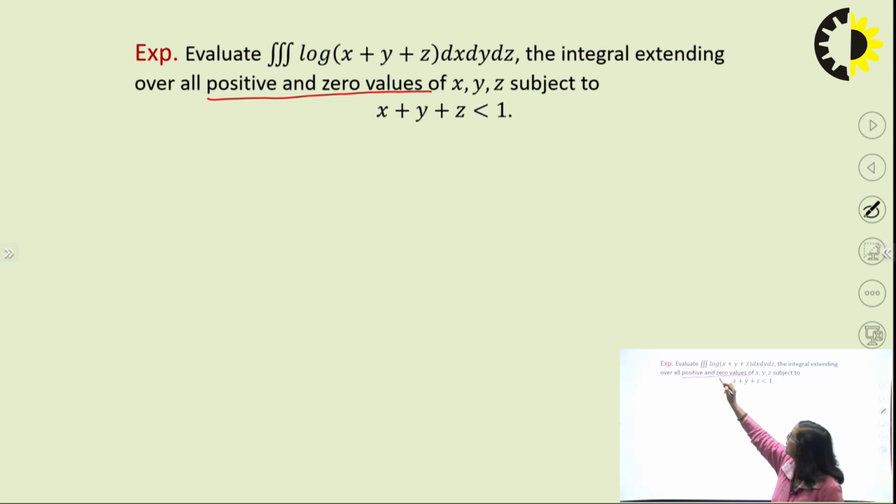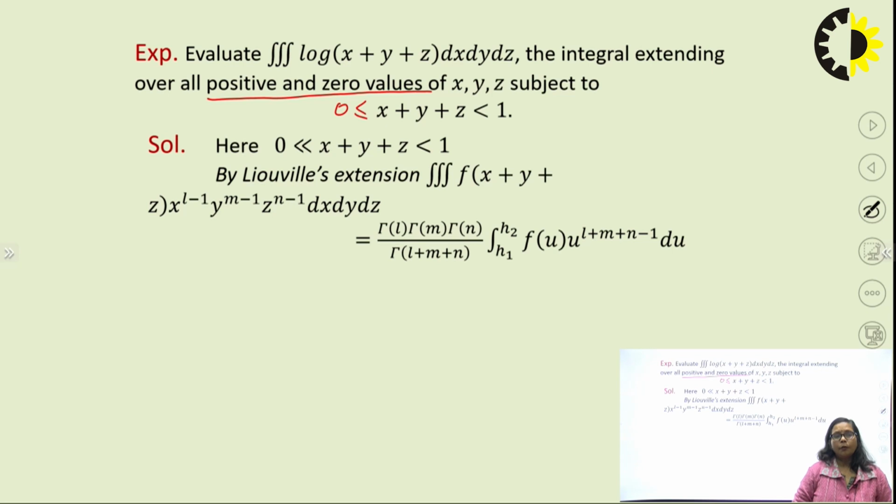For the lower limit, you are provided that x, y, z all are taking positive and 0 values. So what must be the lower limit? Lower limit must be the value 0 over here, because x plus y plus z, each and every one is not going to take any of the negative values over here. So this is 0 less than or equal to x plus y plus z less than 1. So I need to evaluate this integral. We apply the Liouville's extension to evaluate it.